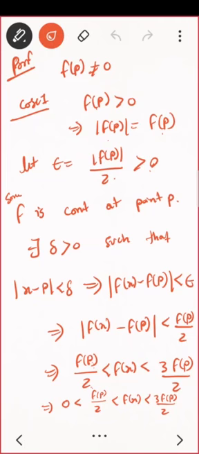I'm just writing the definition of continuity. I can choose any epsilon. So in particular, I'm choosing epsilon equal to mod of f of p by 2. In our case, mod of f of p is same as f of p. So it is f of p by 2 and that is positive. So f is continuous and so on. There will exist a delta such that mod of x minus p less than delta. This is the definition of continuity. That implies this is true.